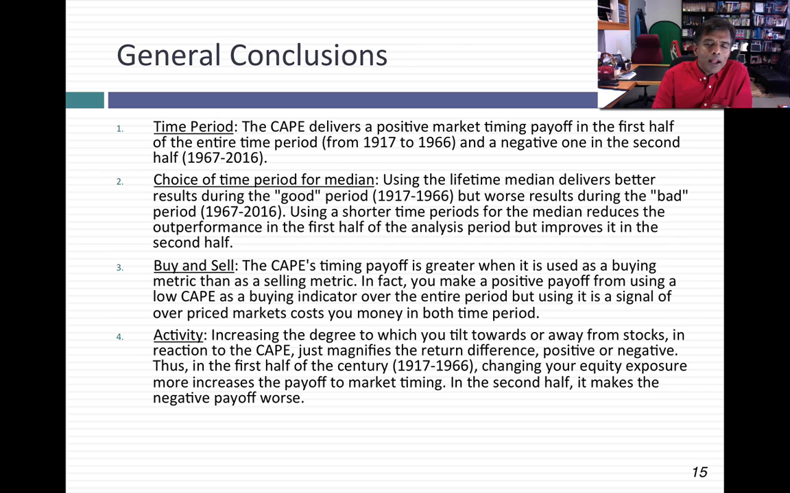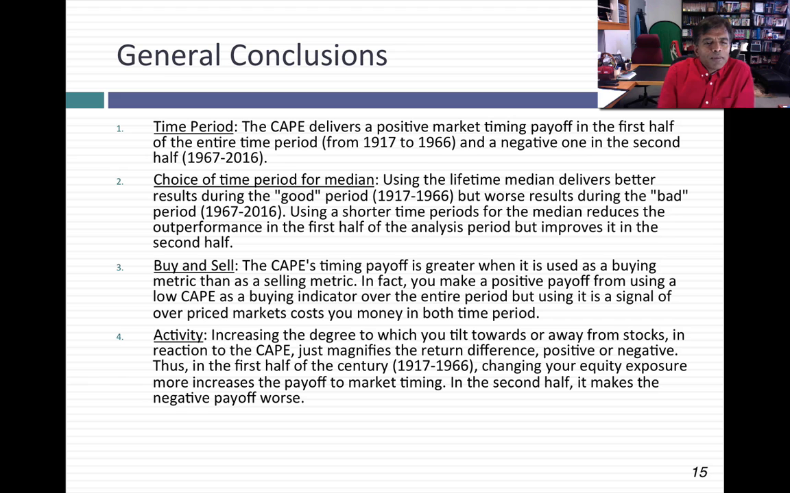I found that no matter how I sliced and diced my market timing strategy, the first period, I had a positive payoff. Second period, I had a negative payoff. That was independent of however I set up my strategy. Second, I discovered that changing my lifetime for a median from 50 years to the entire lifetime delivers better results during the good period and worse results during the bad period.